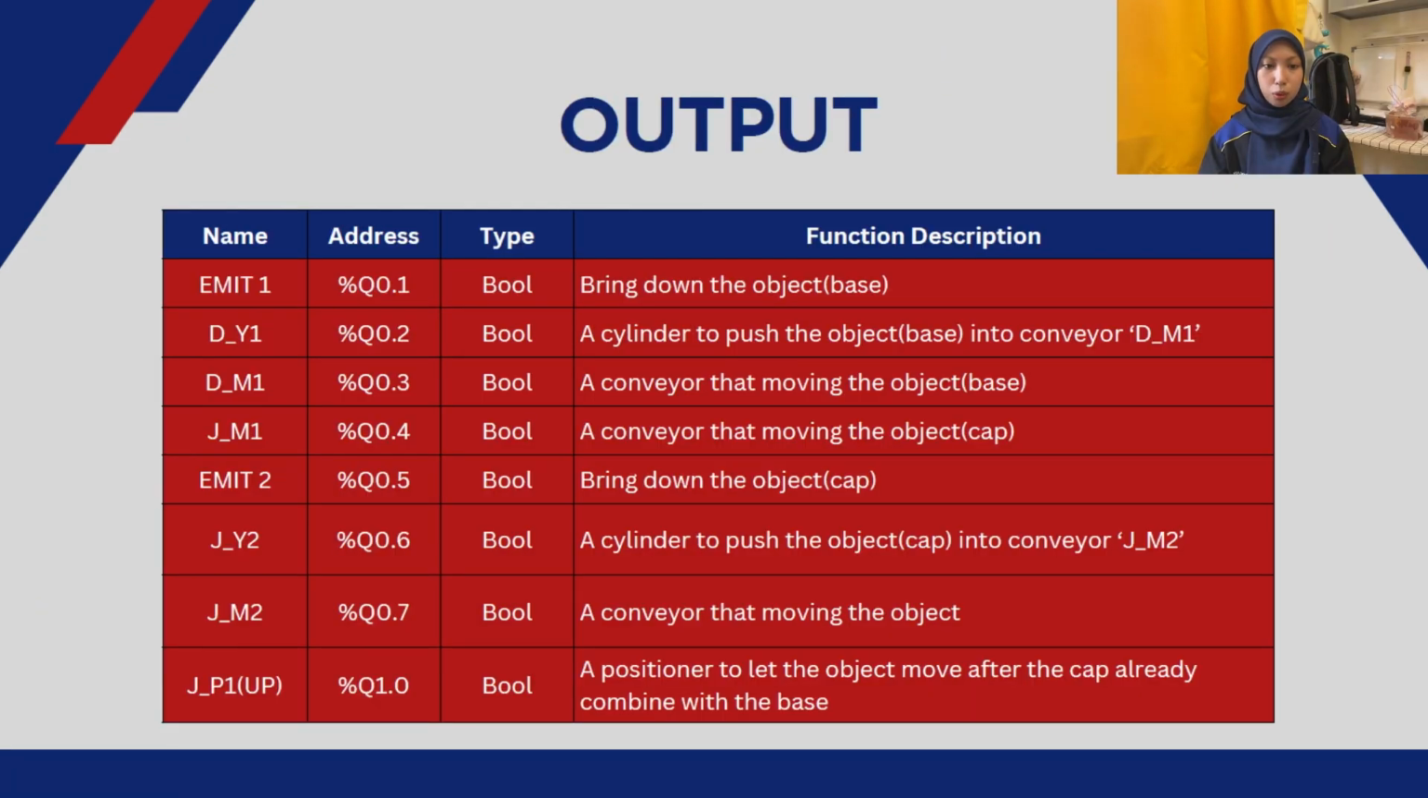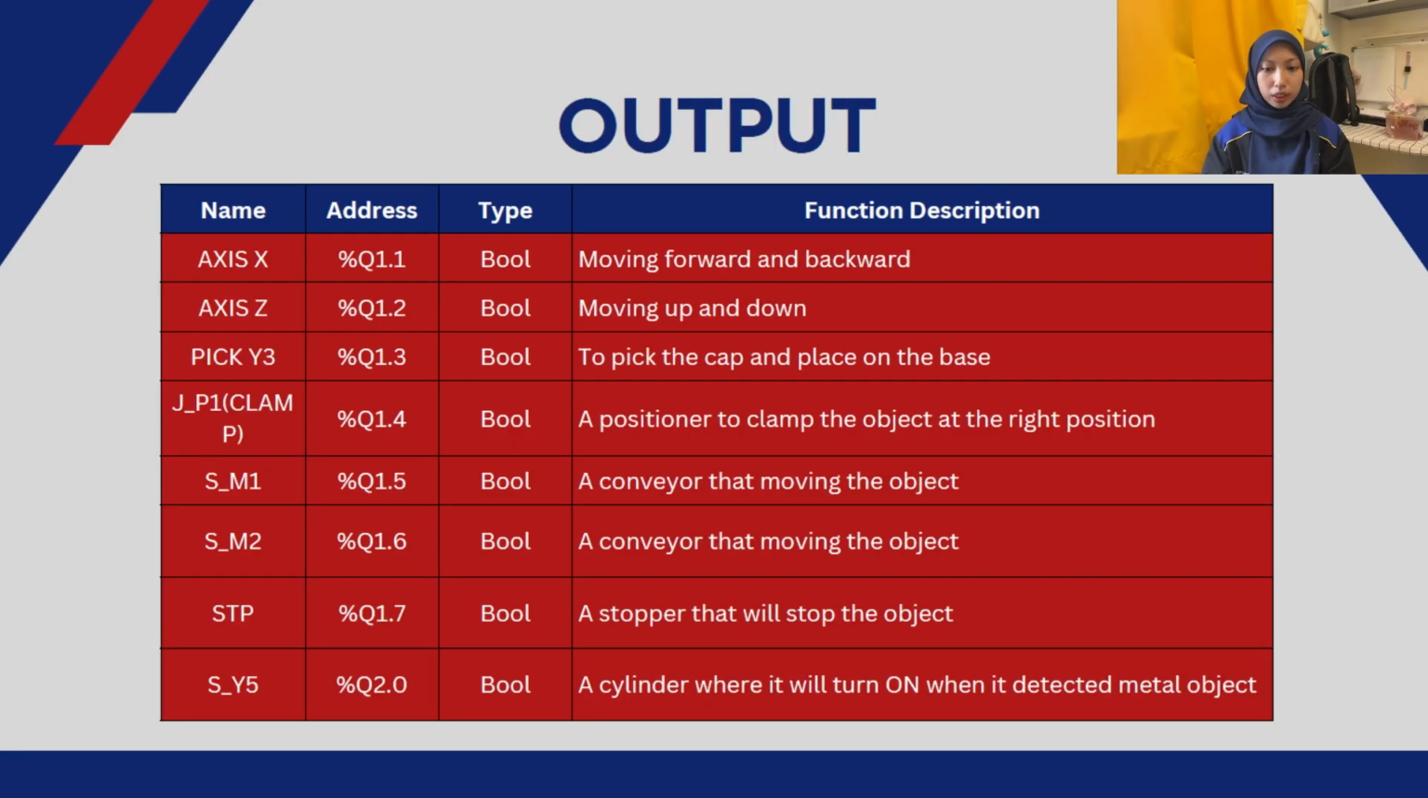Next, this output table shows all the devices controlled by the PLC in our MPS system. Each output has its own address and specific function. The outputs can be divided into several groups. First, conveyors and motors. The conveyors are used to move the object through its station. For example, DM1 and JM1 move the base and cap objects, while SM1 and SM2 move the assembled product.